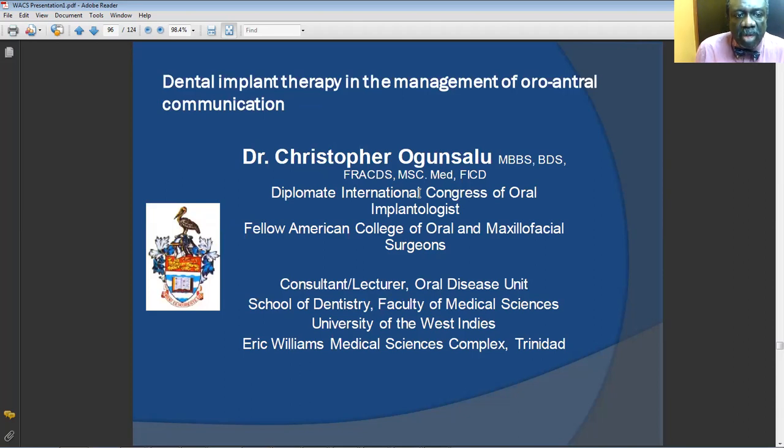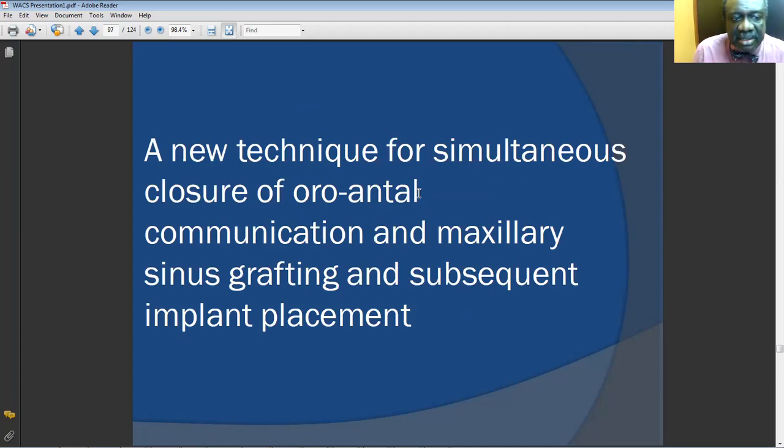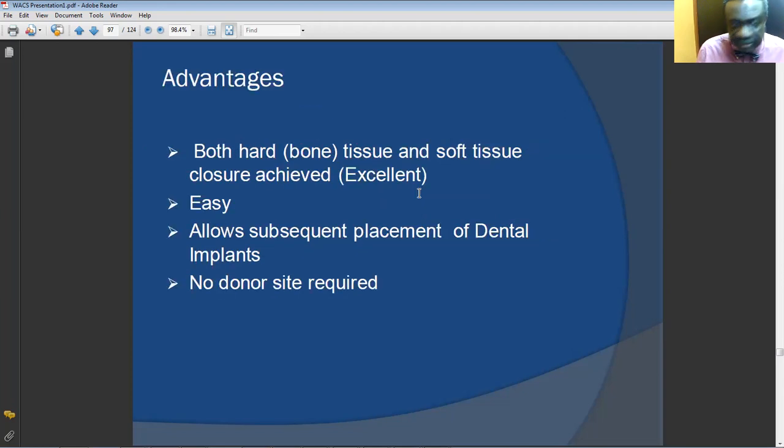So what we're going to do very quickly and lastly, I believe, is the dental implant therapy in the management of oral-oral communication. And this is my thing. It's a new technique for simultaneous closure of oral-oral communication and maxillary sinus grafting and subsequent immediate placement or delayed placement of implant.